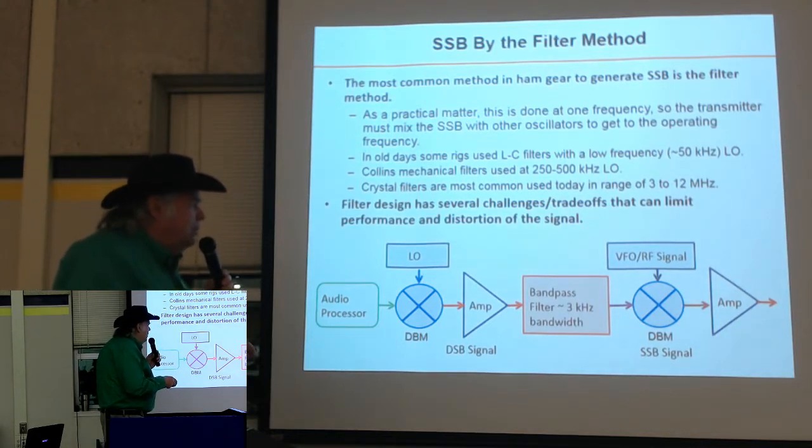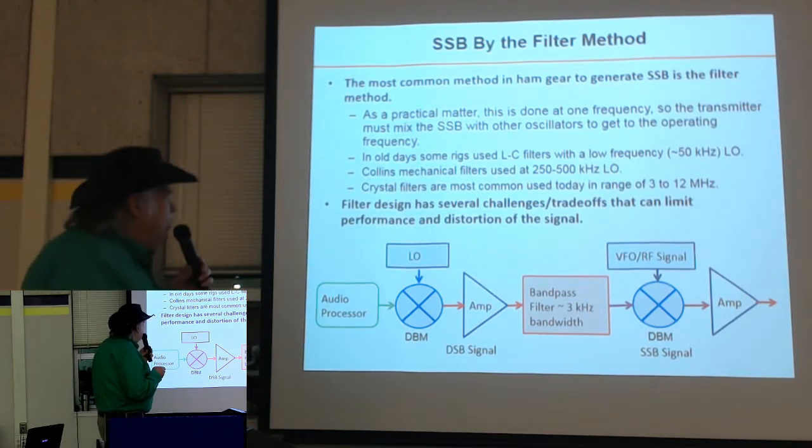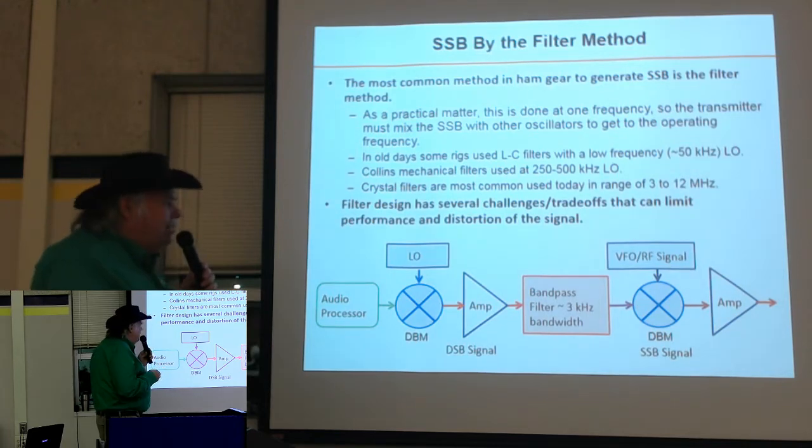And then we run through another mixer with a VFO or whatever our signal is, to take this thing up to our desired frequency, because this filter is going to be a fixed frequency, right? It's very hard to make this a narrow tunable filter. So, as I said, back in the old days they actually used LC filters, and this LO was running around 50 kilohertz to get enough bandwidth and rejection.